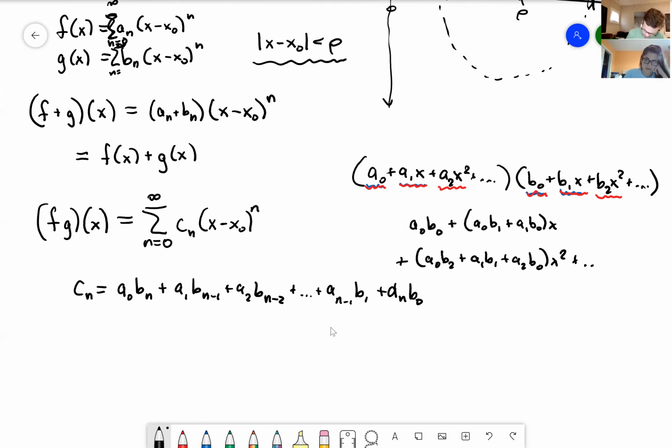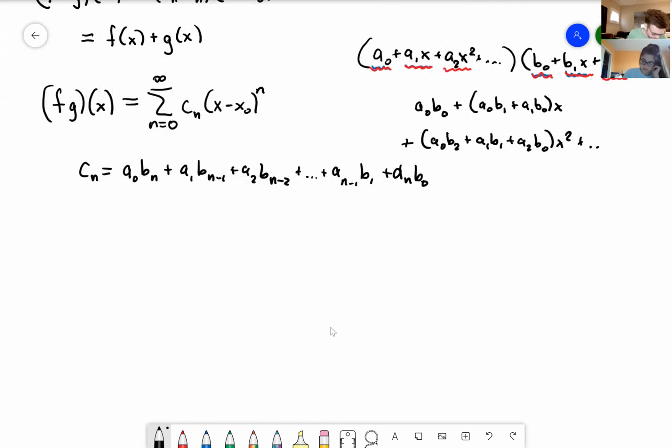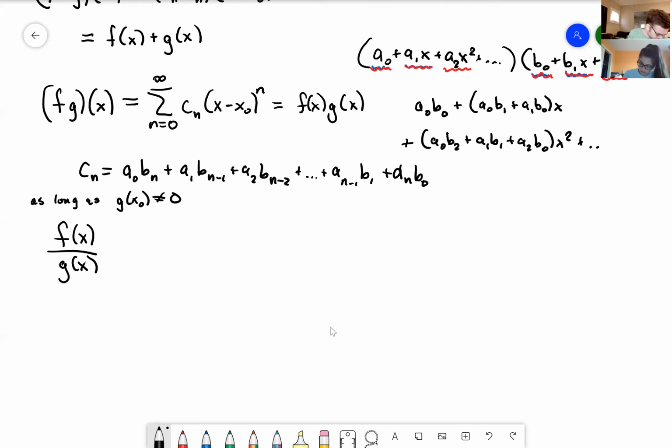It turns out that we can also do division. Oh, and what we get as the output here is, of course, f of x times g of x. So we get as an output the multiplication of the outputs, just like we would expect. We can also do division, but we have to be a little bit careful because we have to make sure that we're not dividing by 0. And this happens so long as g of our center is not equal to 0. As long as g of our center is not equal to 0, then we can do division.